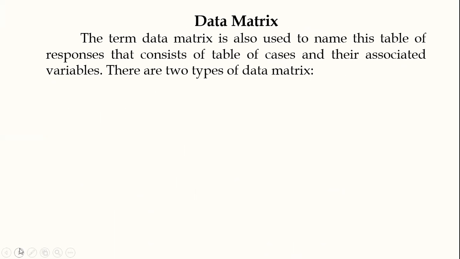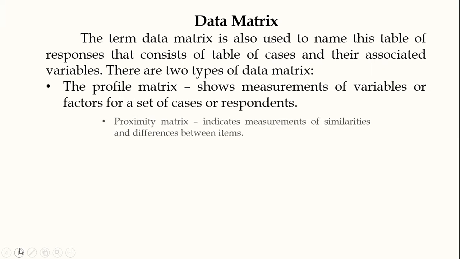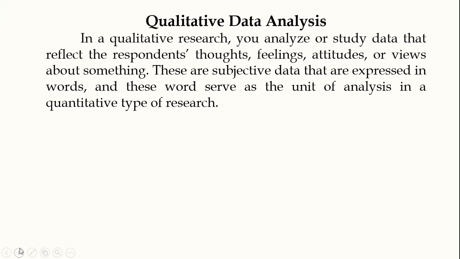These are two types of data matrix. The profile matrix shows measurements of variables or factors for a set of cases or respondents. That's profile matrix, shows measures of variables or factors for a set of cases or respondents. Proximity matrix naman indicates measurements of similarities and differences between items. That's proximity matrix.